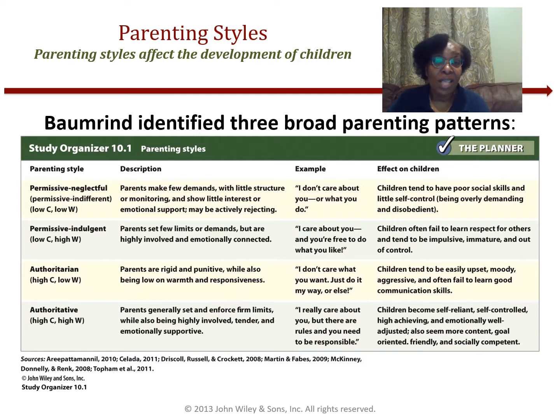Looking at the other styles though, you also have the permissive neglectful. Here, parents don't make any demands. These are the ones who don't really care what their child does, as long as they're not in their way. So they would probably be actively rejecting, showing very little support. Children with problems in this area tend to have poor social skills and little self-control. They'll be more risk takers, as well as more oppositional, overdemanding, and disobedient.